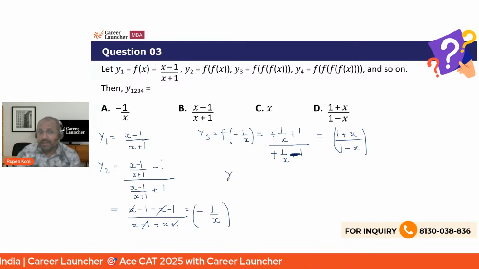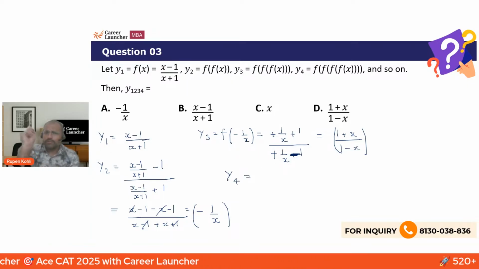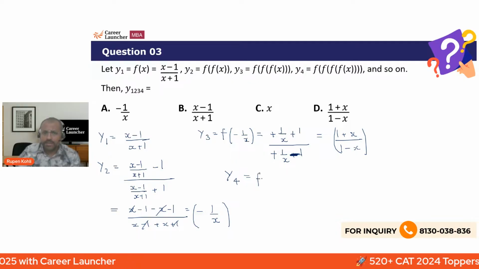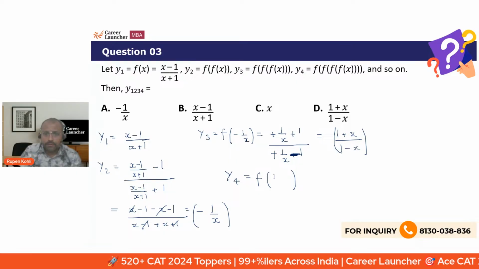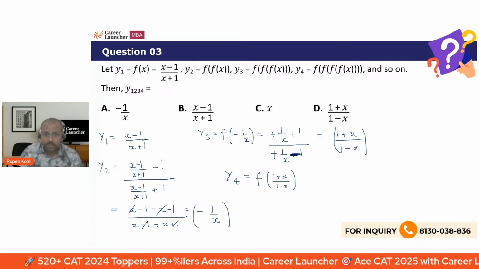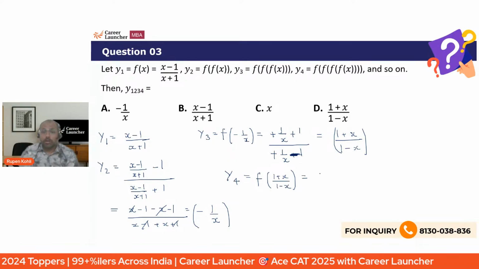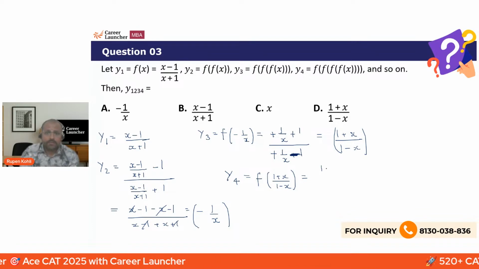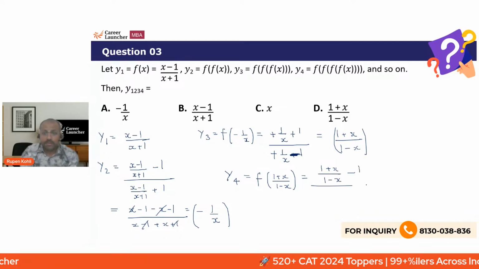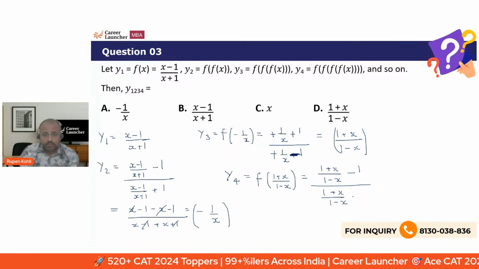Until we hit a pattern, we have to keep on doing. Let's do y4. Something will happen. Means f of this whole y3, right? f of this whole, which we have got, 1 plus x over 1 minus x, is how much? Okay, so in the original function, wherever you see x, replace it with 1 plus x over 1 minus x. So 1 plus x over 1 minus x minus 1 over, again this thing, minus 1.